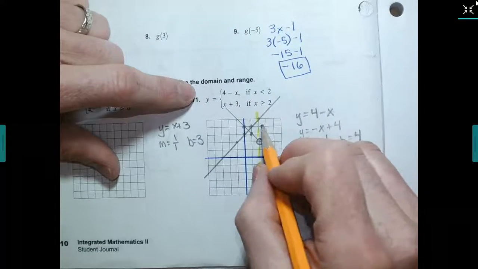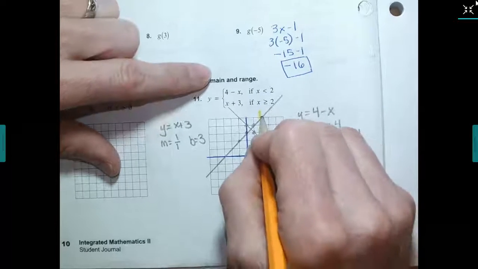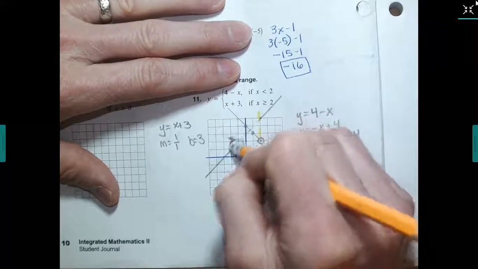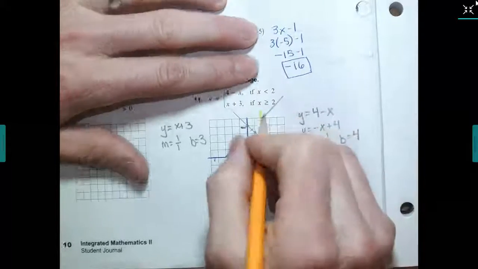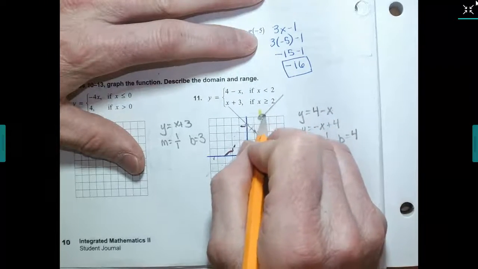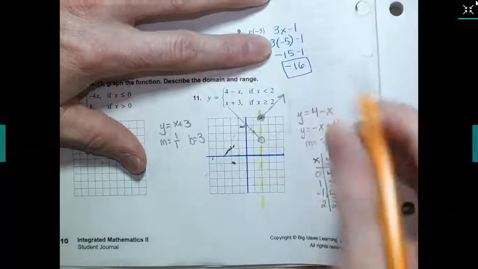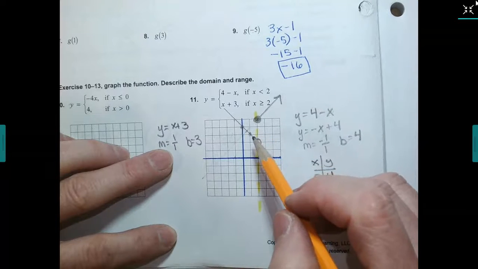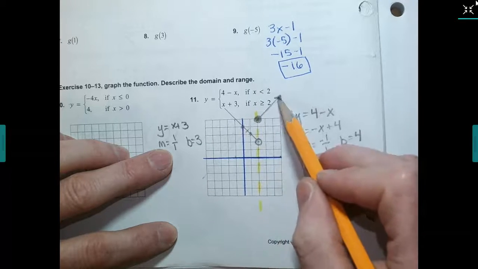All right, and then this one is x is greater than or equal to 2. So it's all of this right here. So I'm going to take this out. Greater than or equal to, so this is going to be a solid circle. There it is. So there's my piecewise function. I have an open circle on this line, a closed circle on this line.